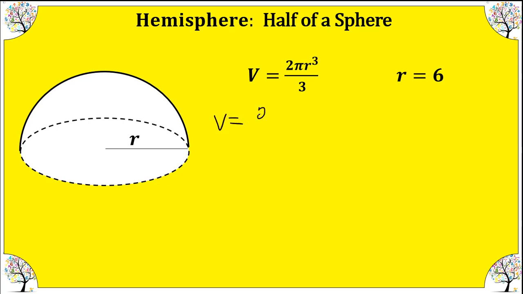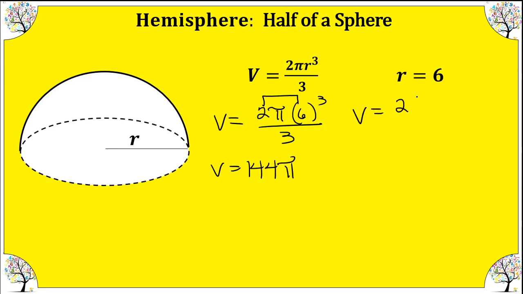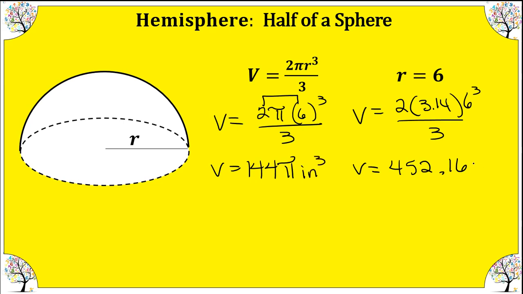So let's find the volume of this hemisphere. Let's first do it in terms of the pi symbol. So I'm going to multiply 2 times 6 cubed. And then we're going to divide that by 3, and we get 144 times pi. Now let's do it in terms of 3.14. So I'm just going to calculate 2 times 3.14 times 6 cubed and divide that by 3, and we get 452 and 16 hundredths. And let's go ahead and make this a unit. Let's just call it inches cubed.